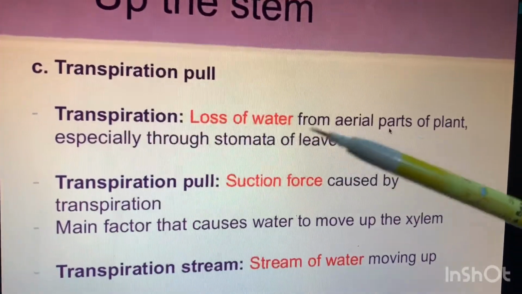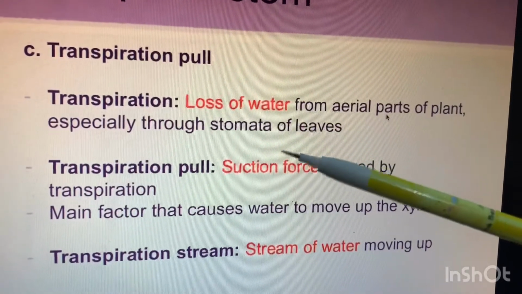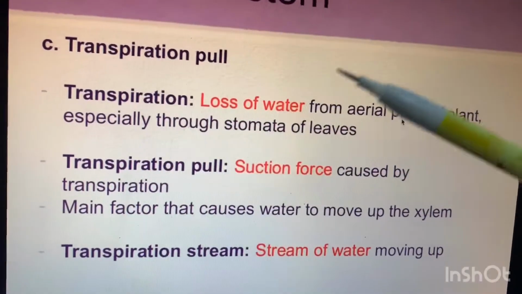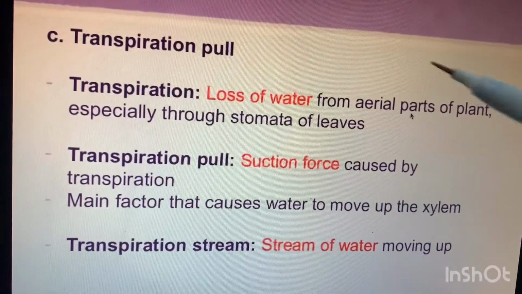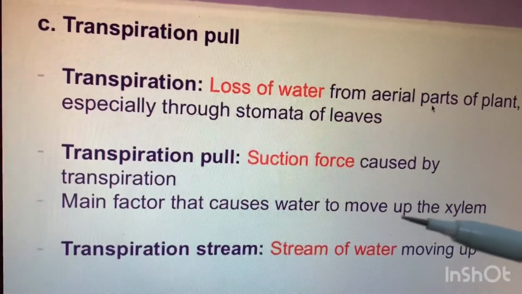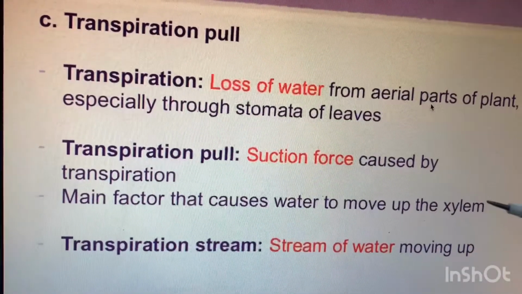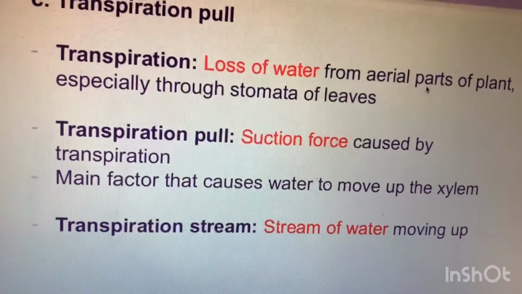Transpiration is the loss of water from aerial parts of the plant, especially through stomata of the leaves. And what's the transpiration pull? Suction force caused by transpiration, the main factor that causes water to move up the xylem. Now what's transpiration stream? Stream of water moving up.